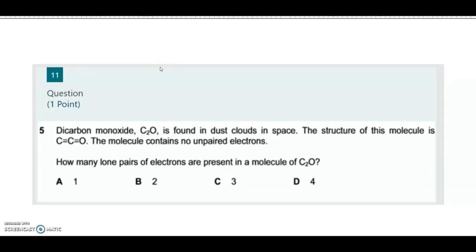Okay, question number 11. Dicarbon monoxide is found in dust clouds in space. The structure of this molecule is here, and this molecule contains no unpaired electrons. So how many lone pairs of electrons are present in a molecule of C2O? No unpaired electrons, so it means they have paired electrons.